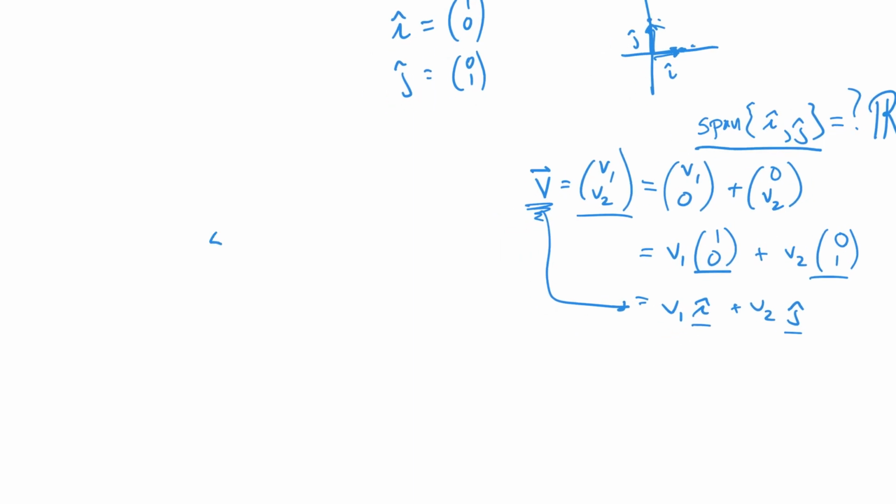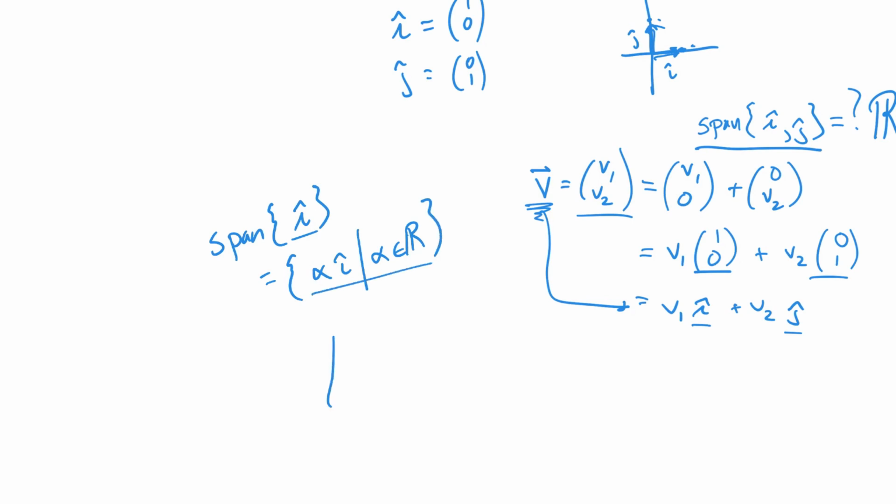All right, what is the span of i hat? Well, it's the set of all linear combinations of i hat. So this is equal to the set of all alpha i hat such that alpha is a real number. What is that? That's nothing more than the x-axis, basically. What's the span of i hat plus j hat? I'll let you pause and think about that for a second here.